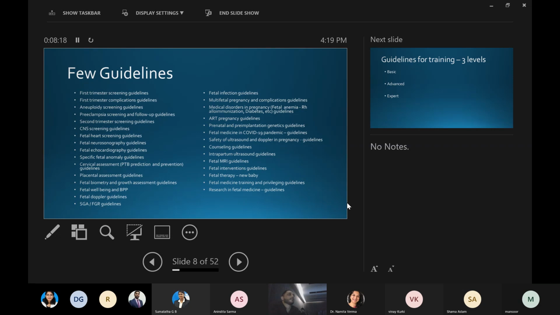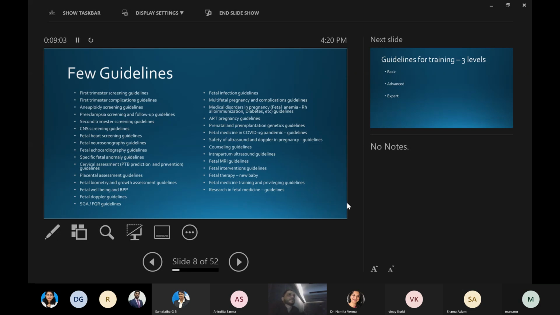So all these guidelines, and then the cervical assessment for preterm birth prediction and prevention, that also there are a separate set of guidelines. For placental assessment, there are separate guidelines. There are guidelines for fetal biometry and growth assessment, fetal well-being and biophysical profile, fetal Doppler guidelines, SGA and FGR guidelines are separate. Fetal infection guidelines are there. Multifetal pregnancy and complications related to multifetal pregnancy, such as TTTS, TAPS, TRAPS, all these things, there are separate guidelines. Discordant twins, discordant anomalies in twins, all these are separate set of guidelines.